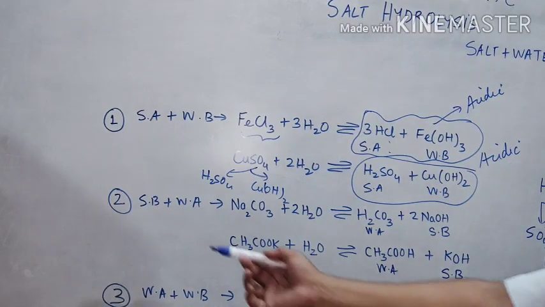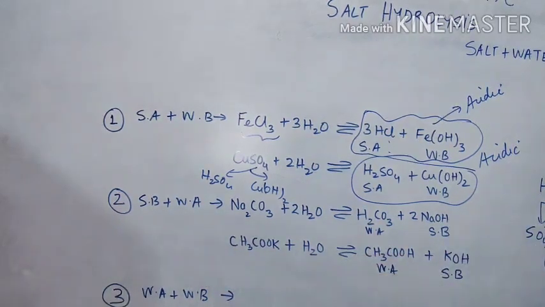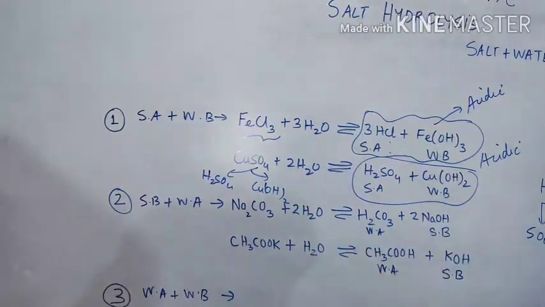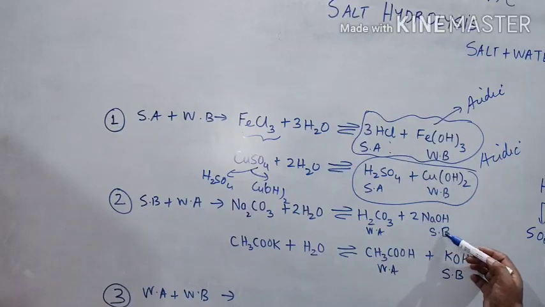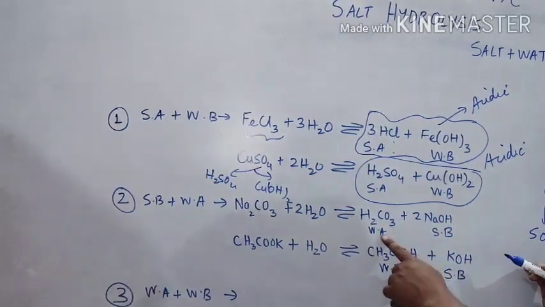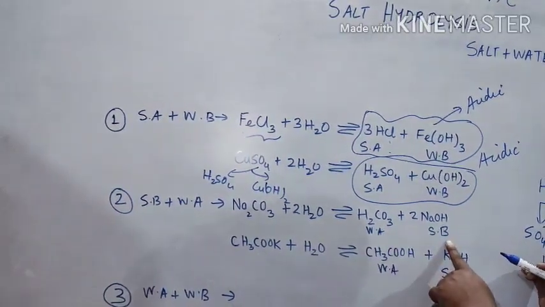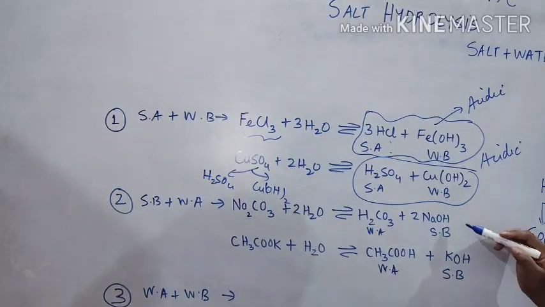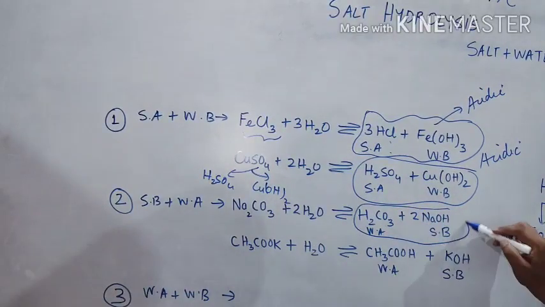Now the second type, strong base plus weak acid. Salt of strong base and weak acid. We have Na2CO3 reacted, gives H2CO3 and NaOH. Now here we are getting a weak acid and a strong base. So this will be alkaline because we are getting a strong base.